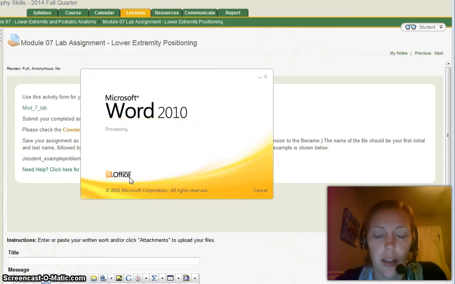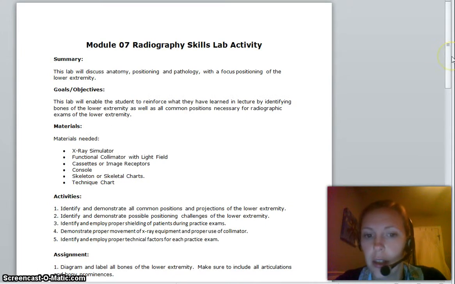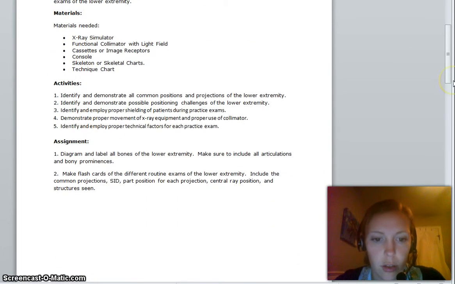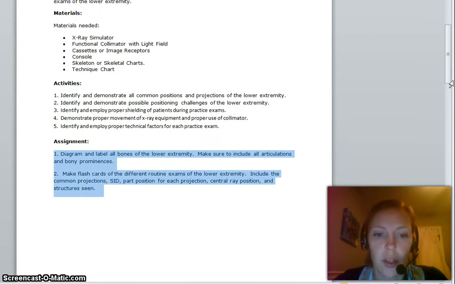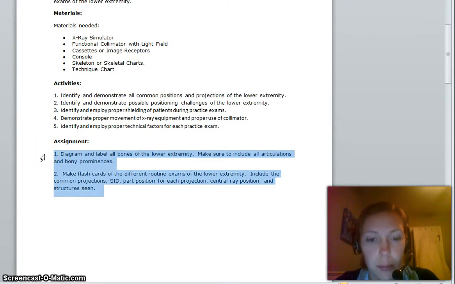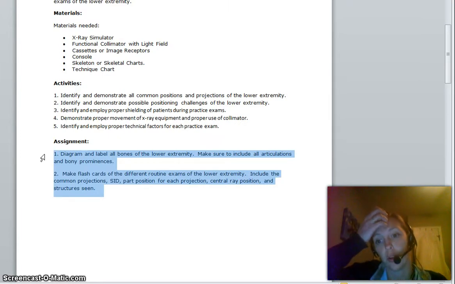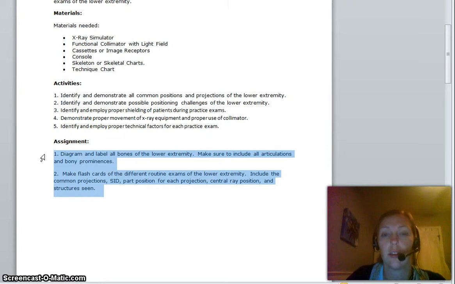Inside you'll see the normal looking assignment. What you need to do are these last two things. We're going to diagram and label all the bones of the lower extremity, so that includes the hip, everything down to the toes. Make sure you're including everything that you think is important. So articulations, all right, the part that fits together, or any of the bony prominences, especially if we use it in radiography. So we use the iliac crest a lot.